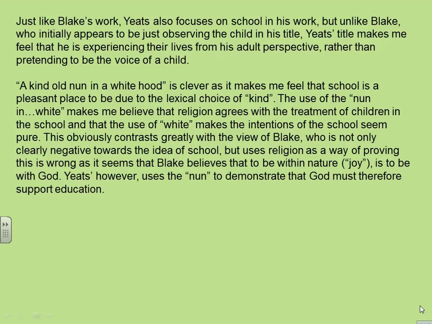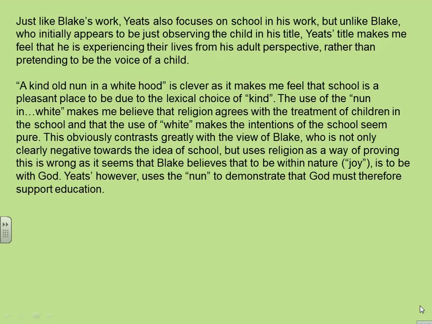A kind old nun in a white hood is clever, as it makes me feel that school is a pleasant place to be, due to the lexical choice of kind. The use of the nun in white makes me believe that religion agrees with the treatment of children in the school, and that the use of white makes the intention of the school seem pure.